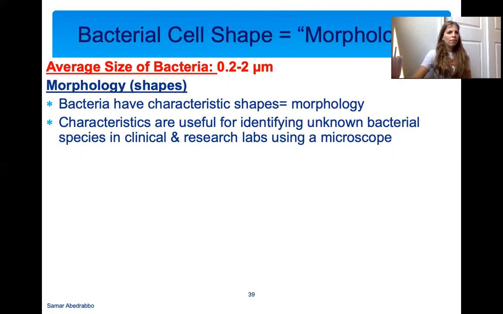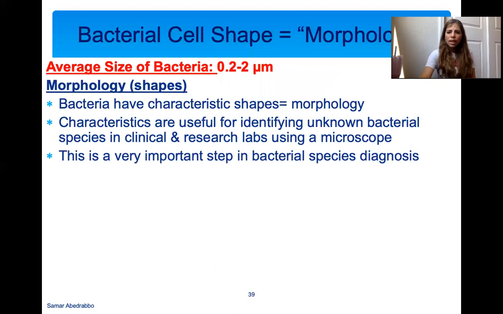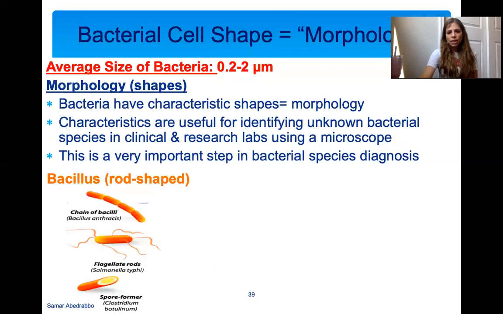So maybe if you know that the bacteria causing someone's throat infection is round and gram positive, you can say it's Streptococcus bacteria. So it helps scientists, doctors, and pharmacists better determine their treatment option when they know the morphology. So it's important in bacterial species diagnosis.